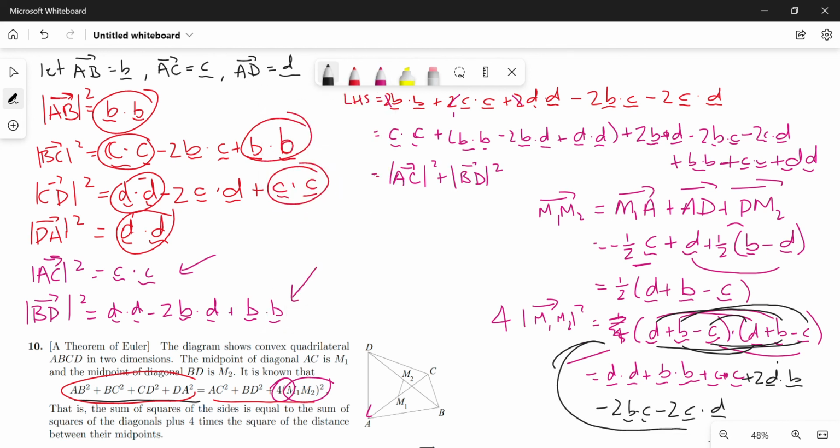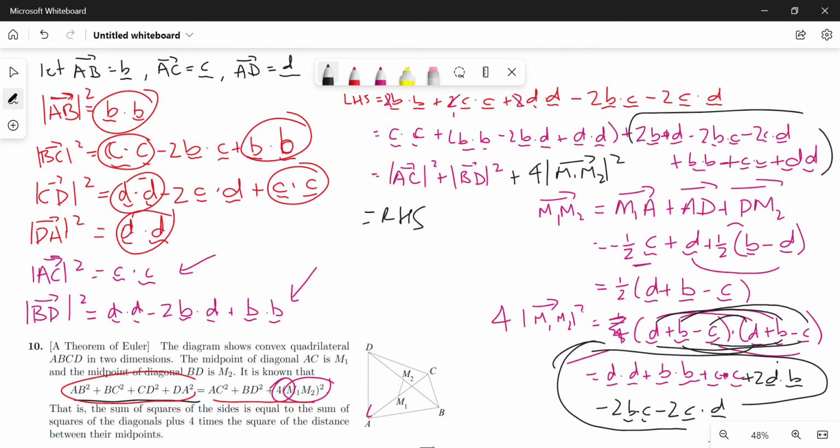So this is exactly what we've just written here. So that nicely makes up our 4 m1, m2 squared, which is our right-hand side. So yes, it does work. So just do each part separately and then make sure that they do equal each other.